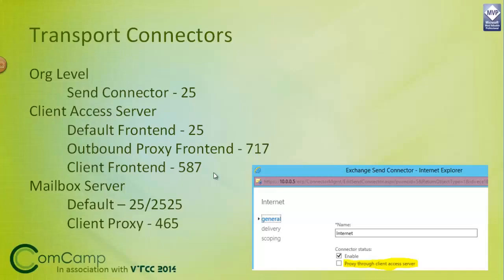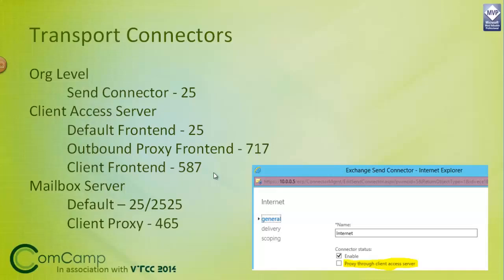Now we will see 3 receive connectors on the client access server and 2 on the mailbox server. The 3 client access server connectors are: Default Frontend, the receive connector which listens on port 25 and receives email from the internet or external SMTP servers. Then we have Client Frontend on 587, which receives email from POP or IMAP clients and accepts secure connections with TLS. We already discussed the Outbound Proxy Frontend, which is used by the send connector to send emails out through the client access server.